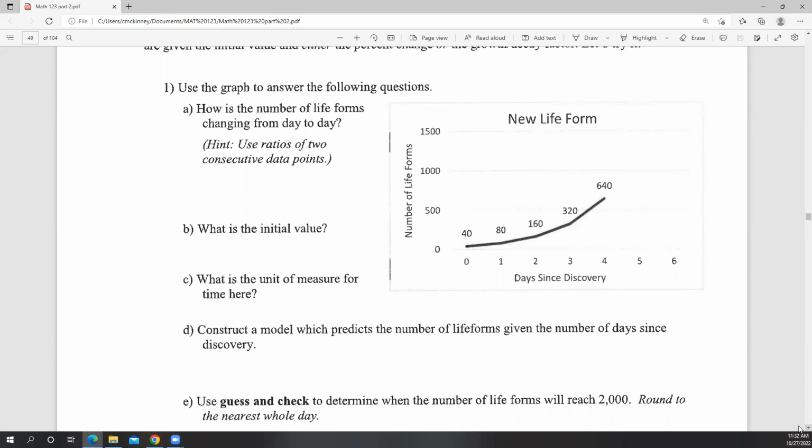All right, new life forms. So how is the number of life forms changing from day to day? Use 2 of the consecutive data points. I think I heard someone say double it. Is it 200%? And double. Okay, so it doubles, so we could say it's doubling.